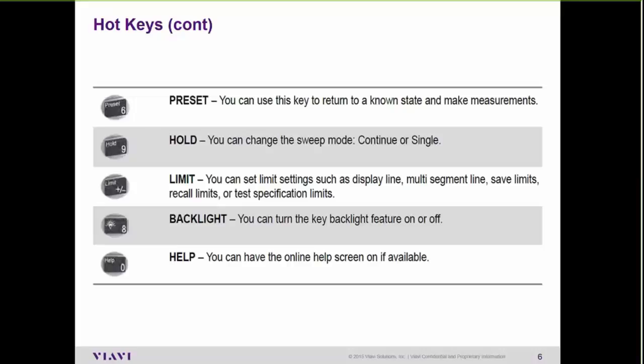The number 8 key allows you to turn on the keypad lighting, so you get the backlighting for the keypad if you're working at night. And again, the 0 key is your help menu. You can select that and read help off the screen if you need to.